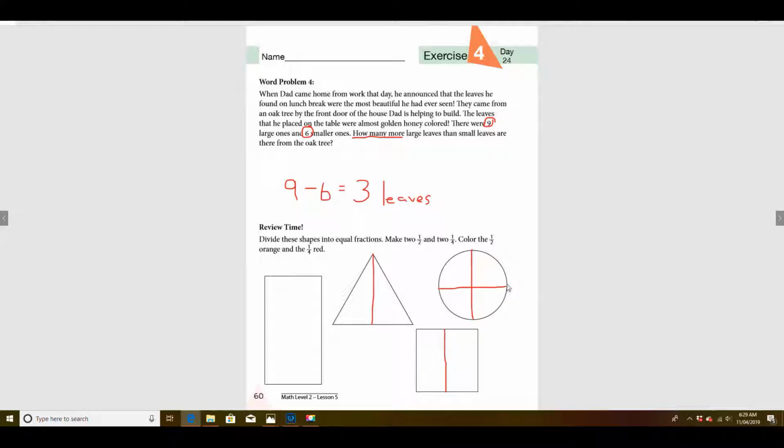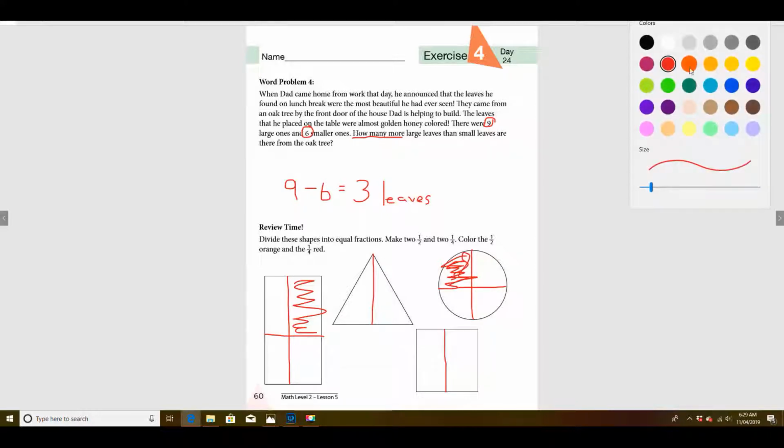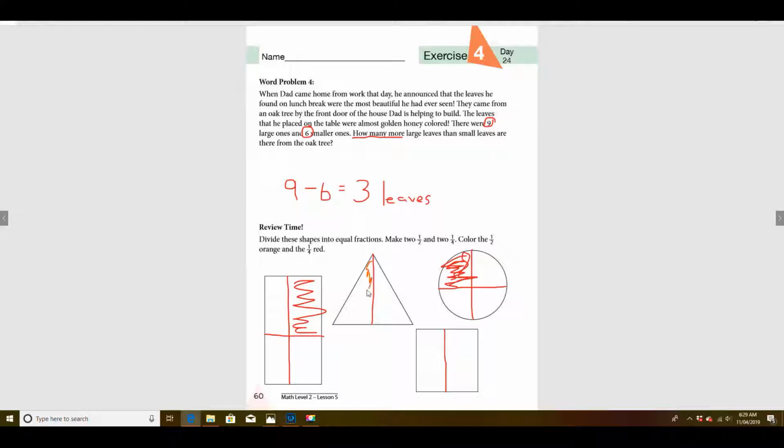Now see, now there's 4 equal parts. And then the rectangle, let's divide this into 4ths. 4 equal parts. Okay, actually they're not totally equal, but we'll just play like they are. Now the rest of it says color the half orange and the 4th red. So this one, color one section of a 4th red. And here's another 4th. We're going to color one section red. And then the half, we have to color orange. So let's color 1/2 orange.